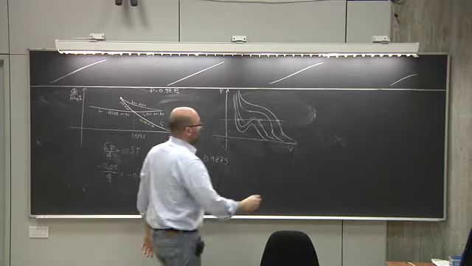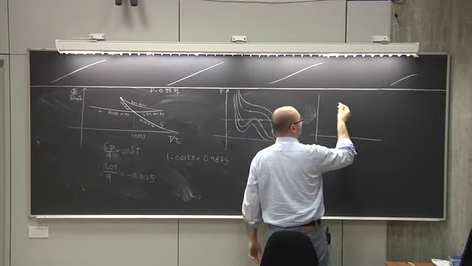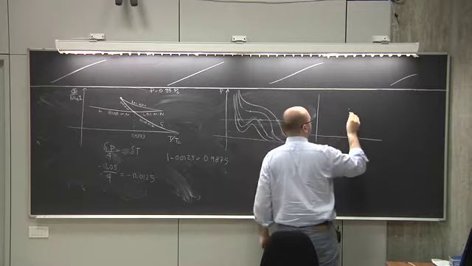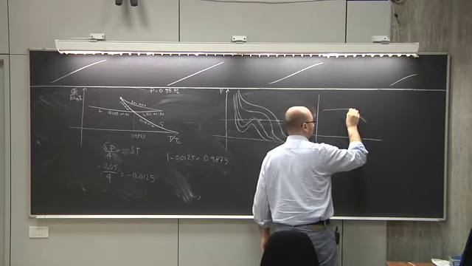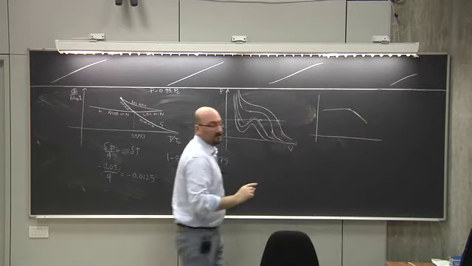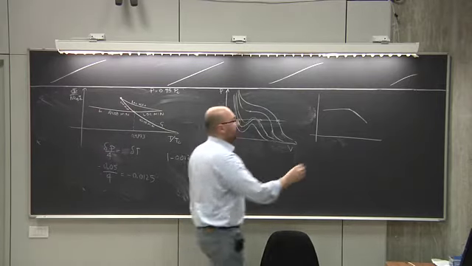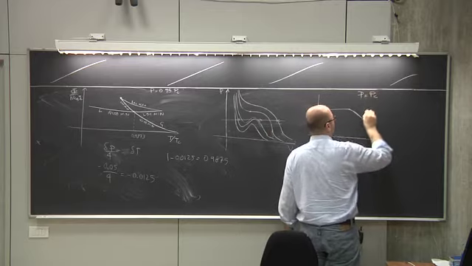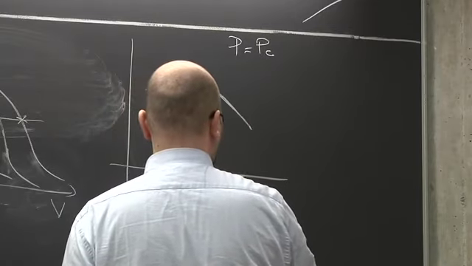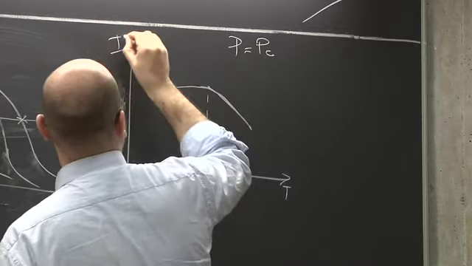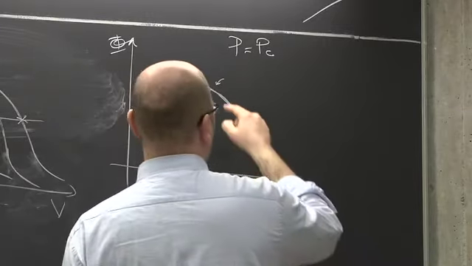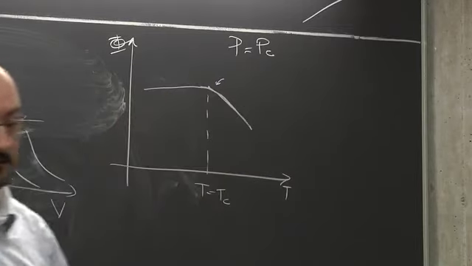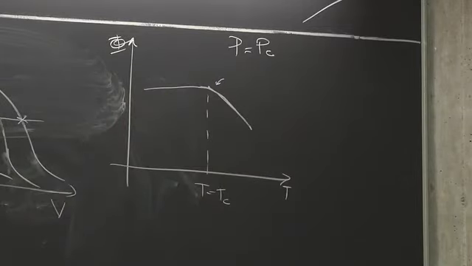So this thing shrinks, and at a certain point it goes to a point, and instead of having a discontinuity in the derivative, the first derivative becomes continuous, but the second derivative is discontinuous. So at P equal to Pc, this point is T equal to Tc. And here the triangle shrunk to a point, and the discontinuity is not in the first derivative, but in the second derivative. And so we have a second order phase transition.